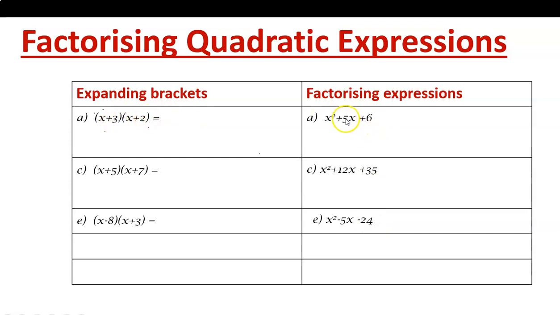What about the middle number? I got 5 here, and the two numbers that I had were 3 and 2. Look, if you add them, it gives you 5. So the middle number here is the addition of those two numbers. Is it the case here? Yes, it is. 5 add 7 is 12. What about minus 5? That's minus 8 plus 3, which is minus 5. So the last number is the multiplication of those two numbers, and the middle number is just the addition of those two numbers.